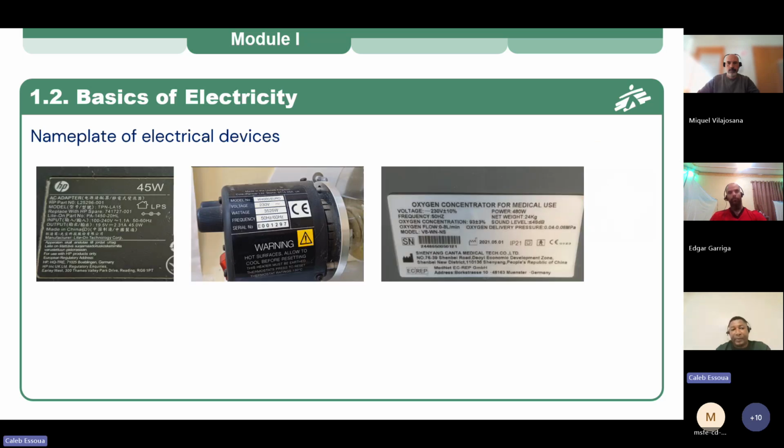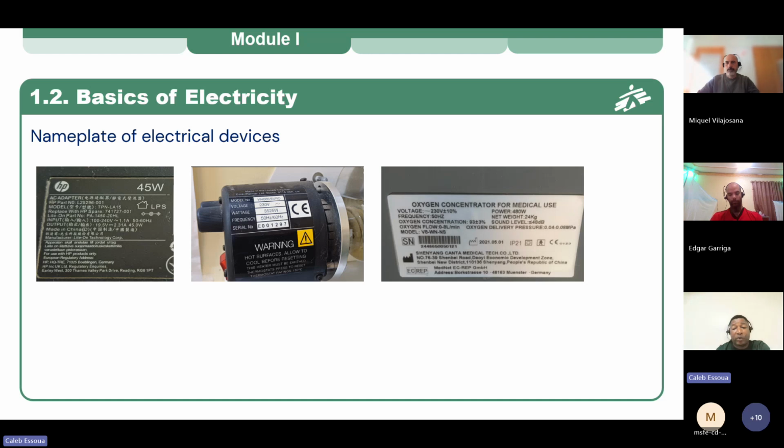I talk about the nameplate, and it's very important for you to catch this one, because in your case study, this is one of the exercises that you will do. For example, we have a laptop. I don't know if you can see the image clearly. On the top, you see 45 watts. But basically, this is the DC power, the output of this adapter.